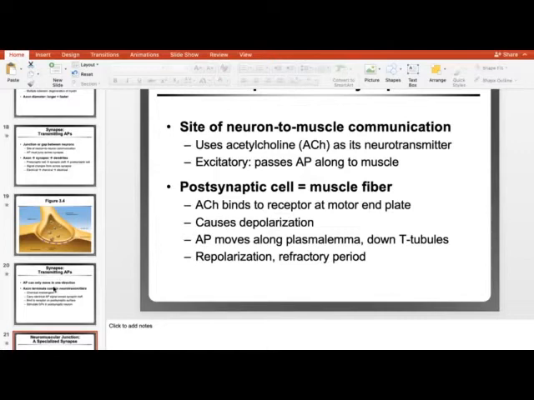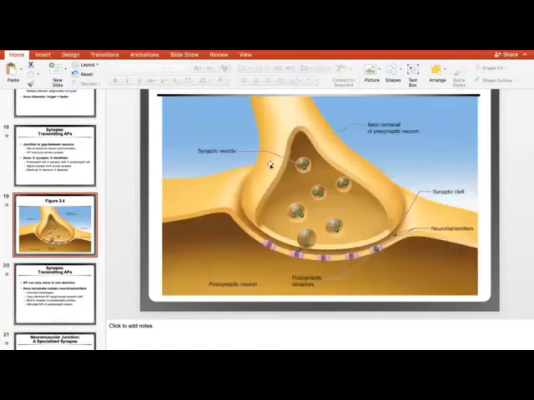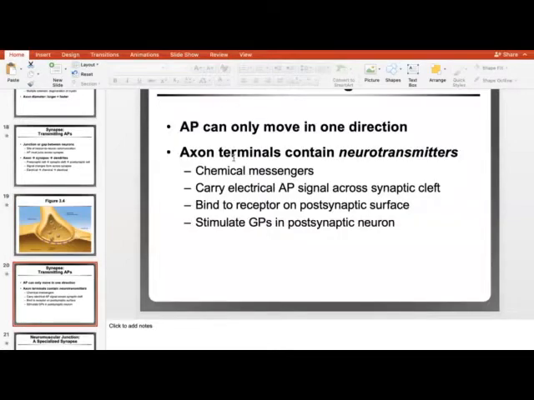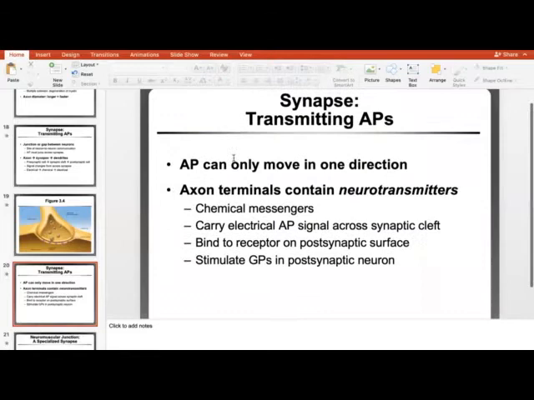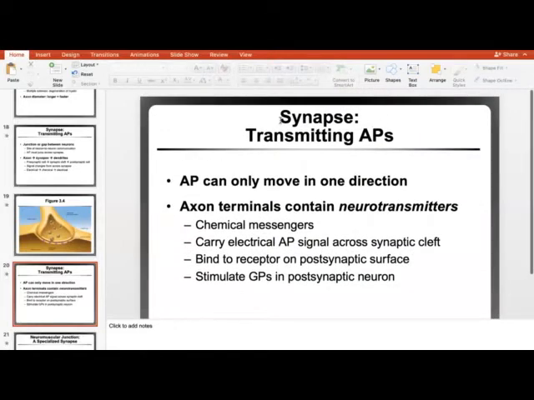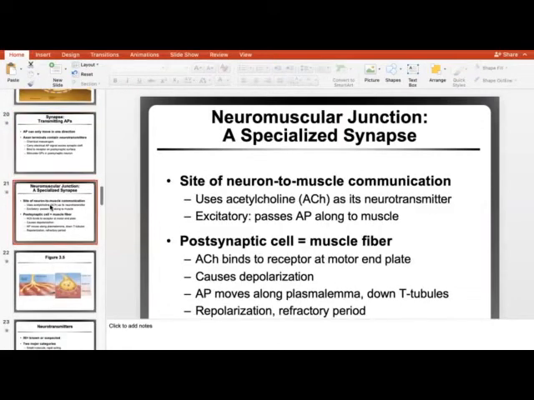All right, so now this right here could be talking about going from one neuron to the dendrite of another neuron. And when you're talking about transmitting action potentials from one neuron to another, this is going to hold true. But now what we're going to talk about is a specialized kind of junction called a neuromuscular junction, the junction between a neuron and a muscle.